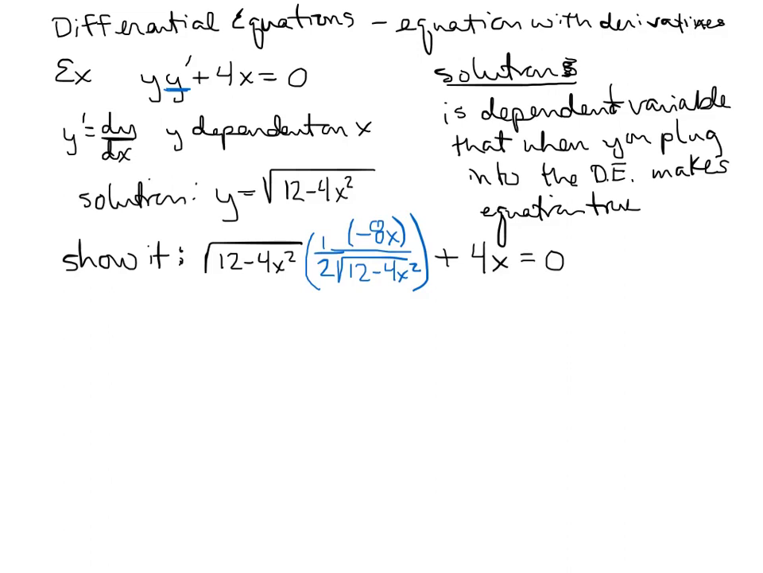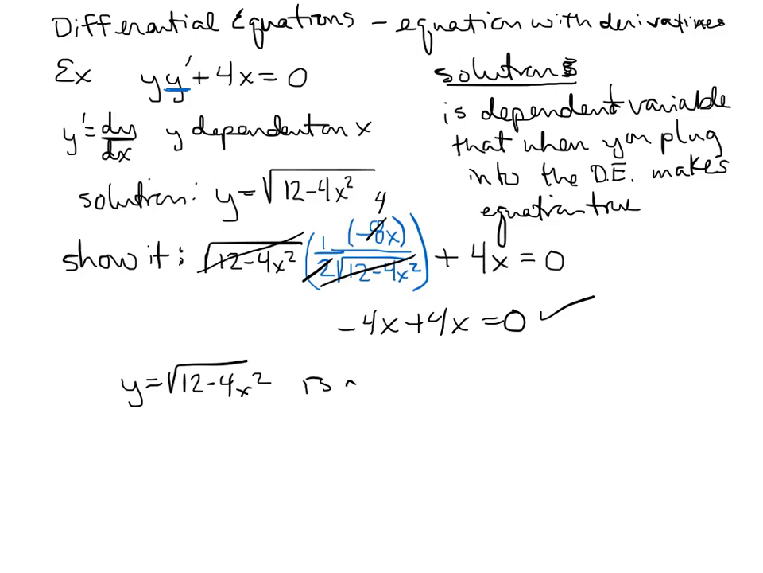Okay, I've got a root in the numerator and a root in the denominator. Those will cancel. And 2 goes into 8 4 times. So then I'm left with negative 4x on the top plus 4x, and sure enough, that equals 0. And so what that means is that y equals root 12 minus 4x squared is a solution to the differential equation y times y prime plus 4x equals 0.